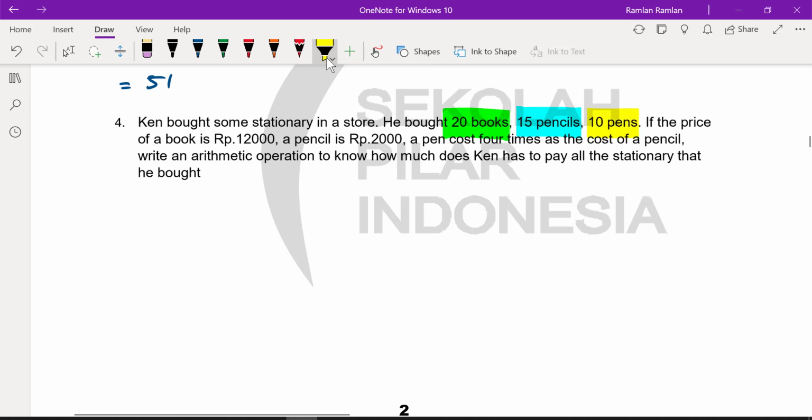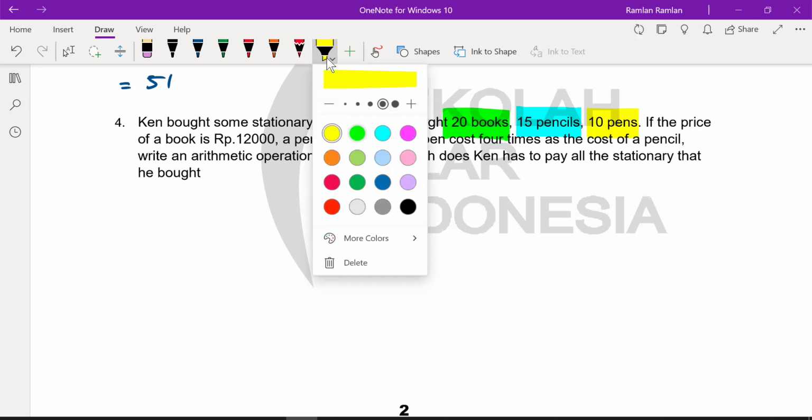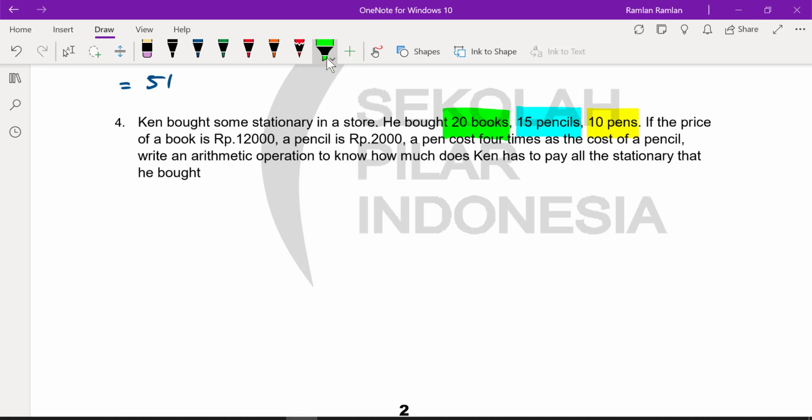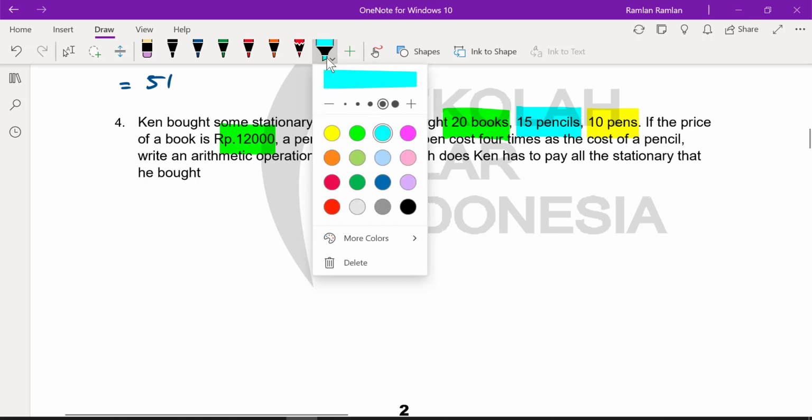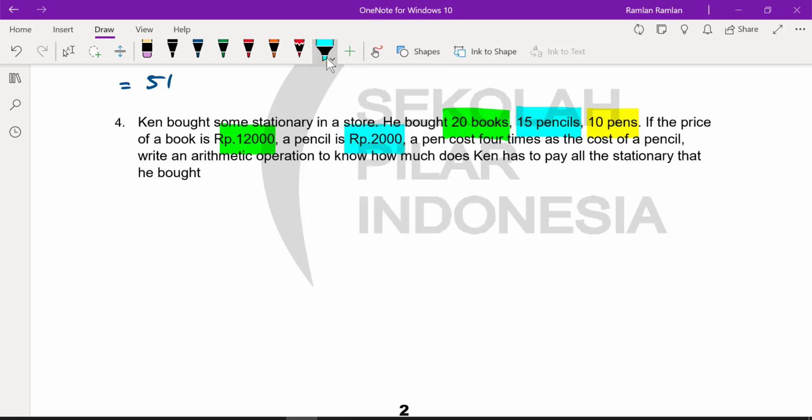Okay, now if the price of a book is 12,000 rupiah, so this is for the book, right? So the cost of one book. And then a pencil is 2,000 rupiah. This is the pencil. And then a pen costs four times the cost of a pencil, right?